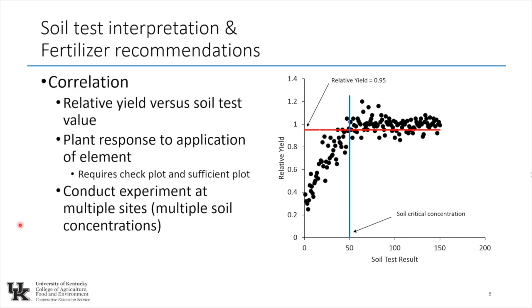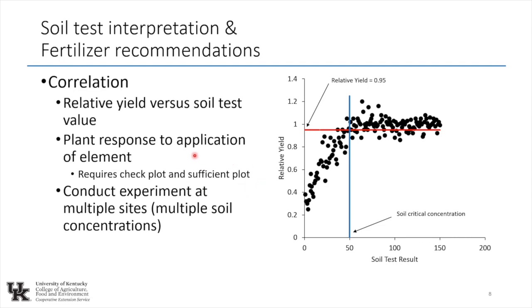So if we look at this figure here on the right, we see the soil test result on the horizontal axis, and it doesn't matter what the units are or what the element is. We can assume this is soil test phosphorus and just relative units, and then relative yield. So it's important to understand how we calculate relative yield. We take a check plot that was not fertilized, and we divide that yield by a plot that got a sufficient or adequate amount of fertilizer. So in this case, phosphorus.